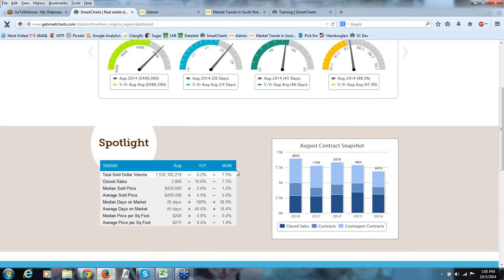Spotlight and the snapshot are pretty straightforward. YOY, if you're not familiar, YOY means year over year.